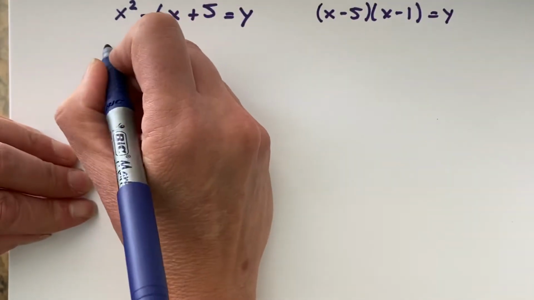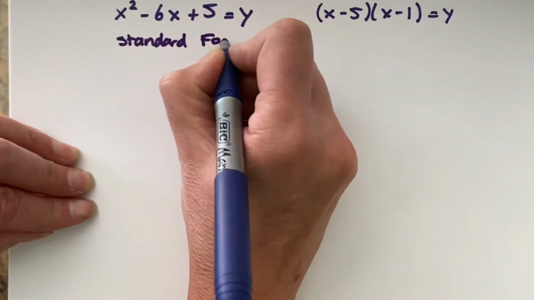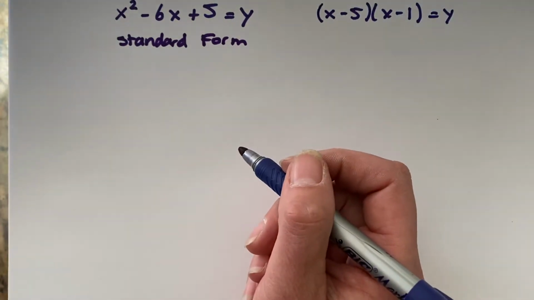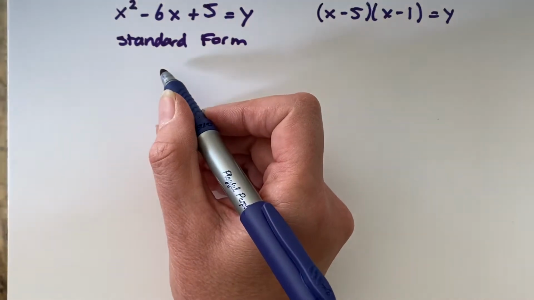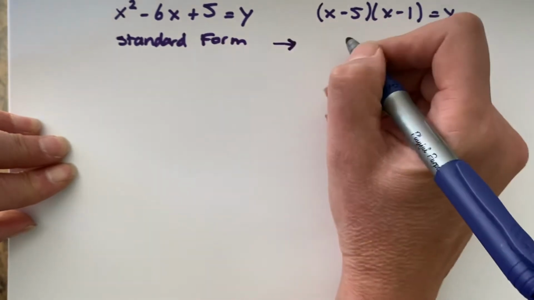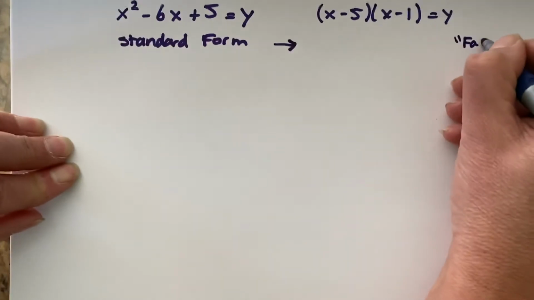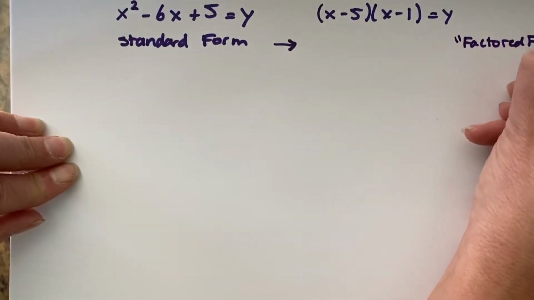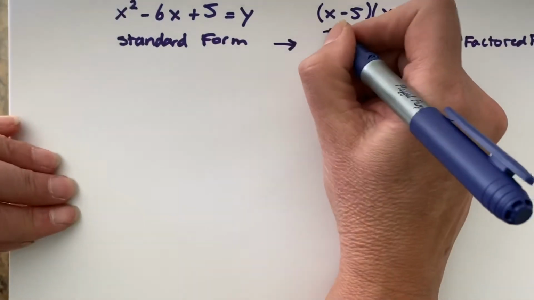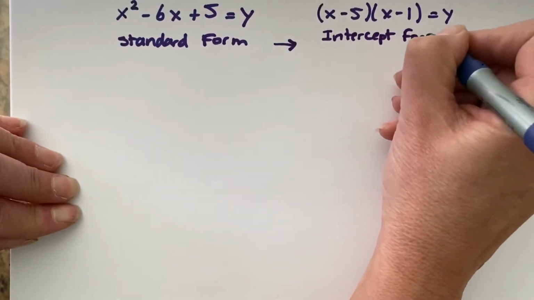The name of this form is standard form, just like we did with our linear equation. Do you remember that our linear equations had a standard form, a point slope form, and a slope intercept form? Each of the quadratic equations also has different forms. The standard form here, and when it's factored, I will call this on the side a factored form for your sake, but its actual name is the intercept form because it finds the x-intercepts.